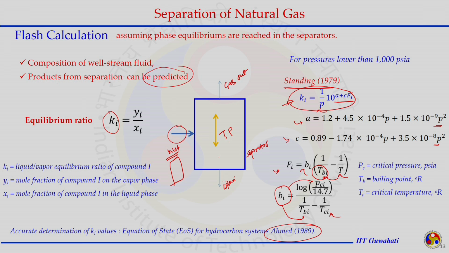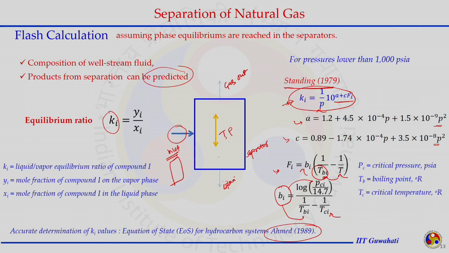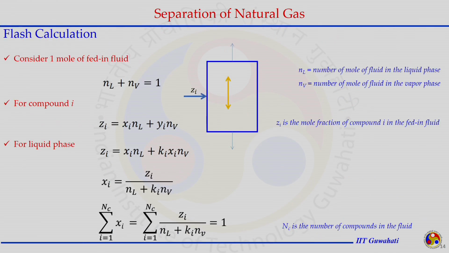Once we know the equilibrium ratio for a particular component i, we can calculate the ratio Yi by Xi. Still we do not know how many moles are in the vapor phase and how many moles are in the liquid phase, but we know the ratio of moles in the vapor phase to moles in the liquid phase, and that is going to help us if we can set up the material balance across this separator. Zi is the mole fraction of that component in the feed, and that is going to be exposed to temperature T and pressure P.